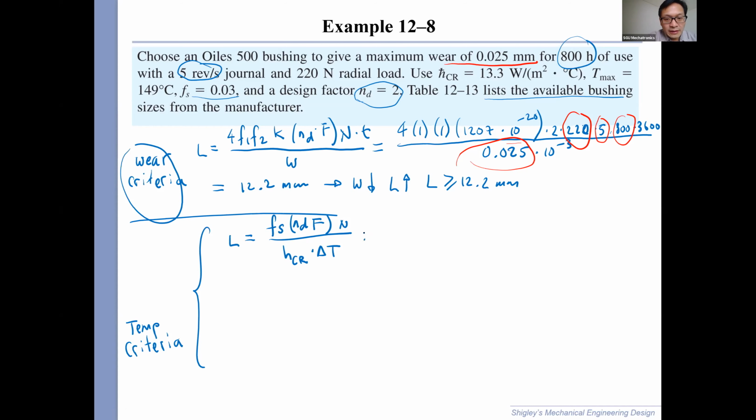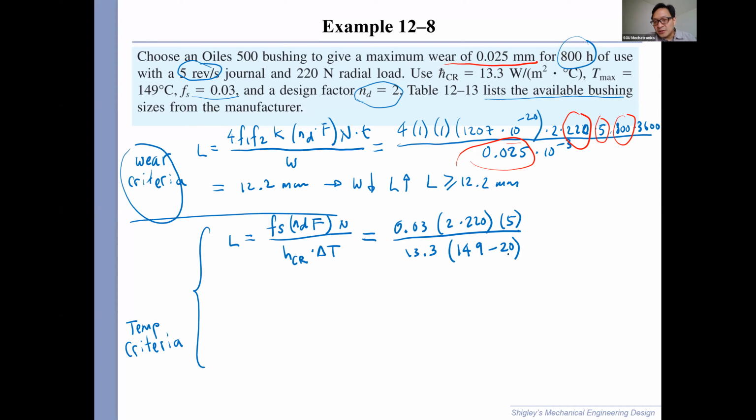So again, this is the critical length. 0.03 is the friction coefficient. We multiply the load by 2, 5 revolutions per second. 13.3 is the HCR, which is the heat transfer coefficient. And delta T is the temperature increase. It is the delta from the ambient temperature.